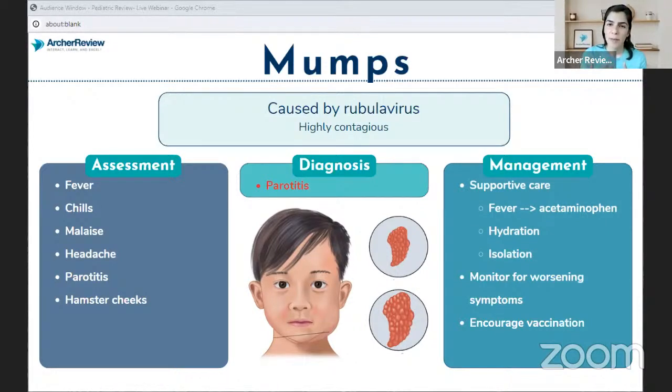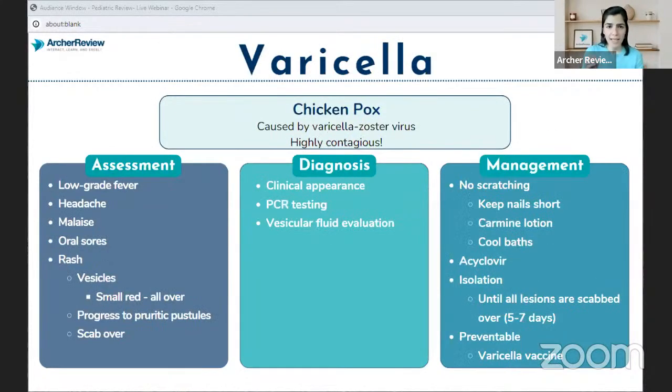Giving them Tylenol for pain control. Also elevating and putting cool compresses on that testicular swelling is going to be helpful. But really, again, the key takeaway is vaccination, right? Encouraging the vaccinations. And then same with varicella, also highly contagious, also preventable. So getting our population vaccinated is really important, at 12 months and 4 to 6 years.